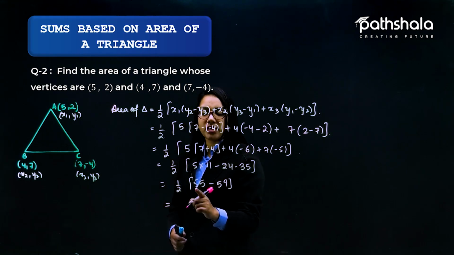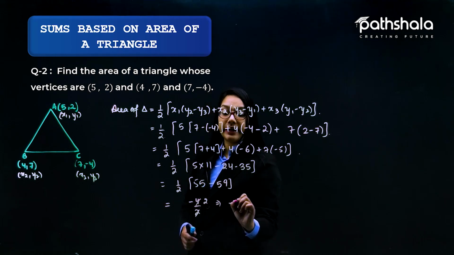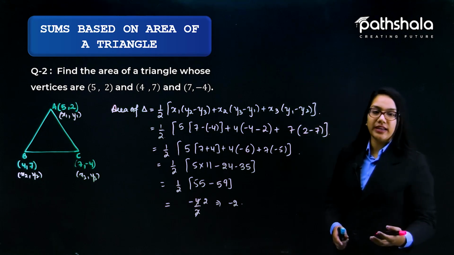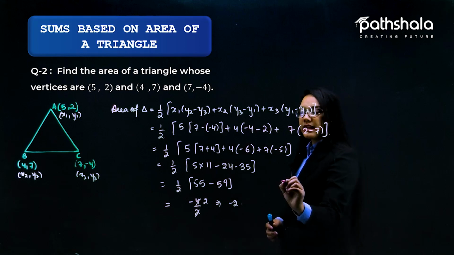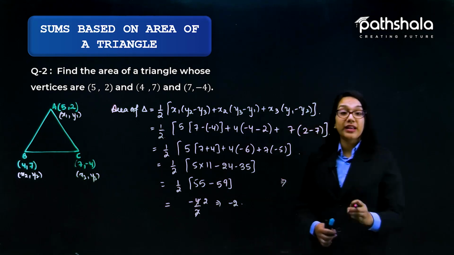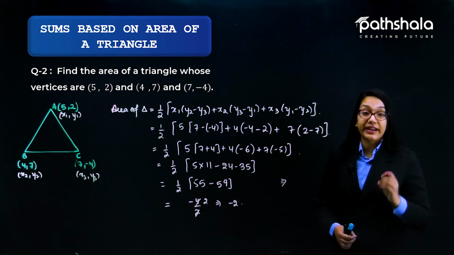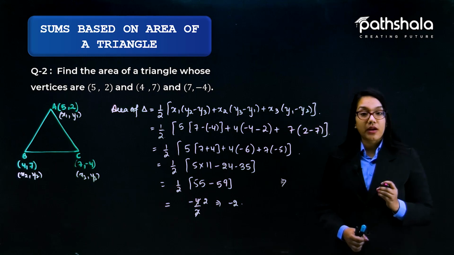59 minus 59 plus 55 is minus 4, divided by 2, and we are getting the answer as negative 2. So we are getting the area as negative. Obviously the area cannot be negative in measure. So it implies that we have to take the numerical value over here only. We cannot take the sign as negative. We have to take the numerical value because the area is coming out to be negative.